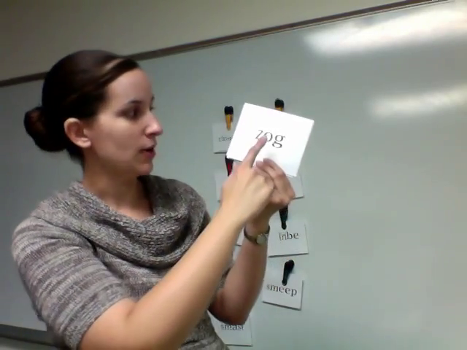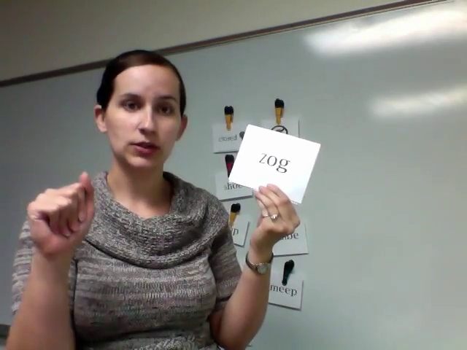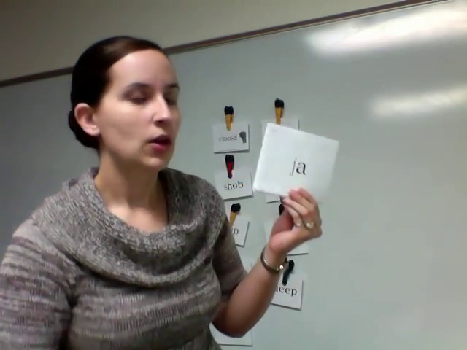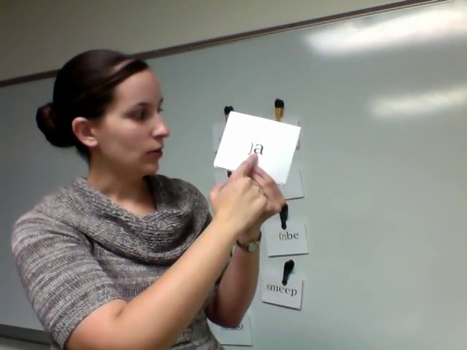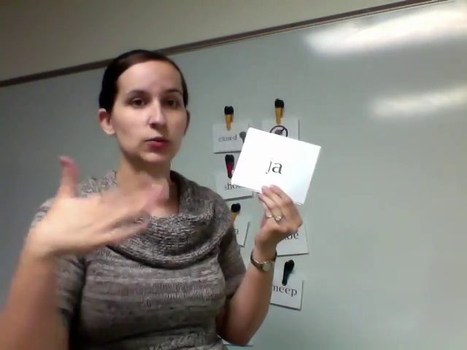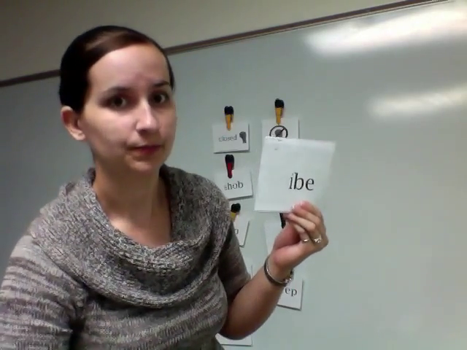On this one, I start by finding the vowel. I scoop to the right and identify that this is closed. Because it is closed, it's going to say ah. So this word is zog. On this one, I find the vowel, I scoop to the right, I notice that there isn't any consonant, so this one is not closed, and so we're not going to worry about reading it right now.